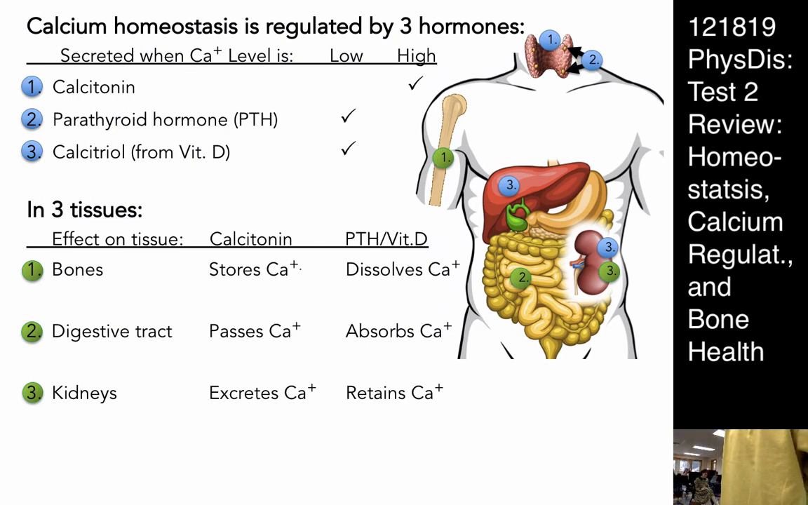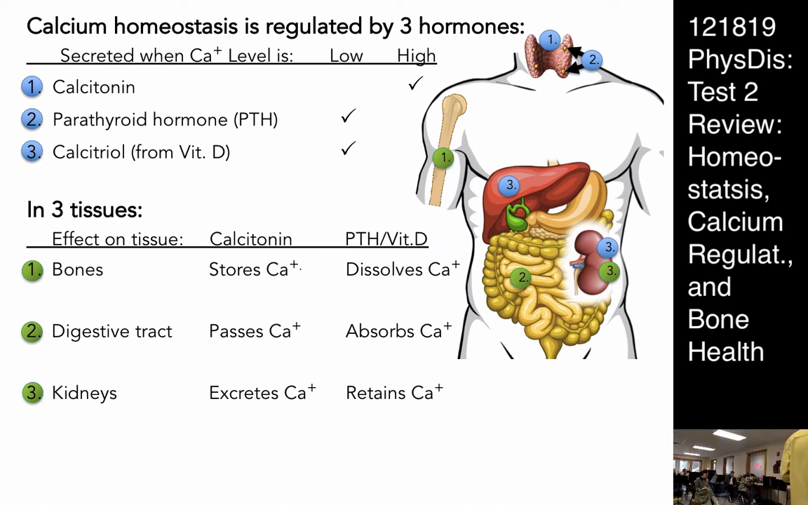All right. So it's regulated in 3 tissues: the bones, the digestive tract, and the kidney. The bones are where we store the calcium, the GI tract is where we absorb it, and the kidneys are where we remove it from our body. So this is the doorway in, this is the doorway out, and this is where we keep it. I'll pull that slide up, and hold on to that question.